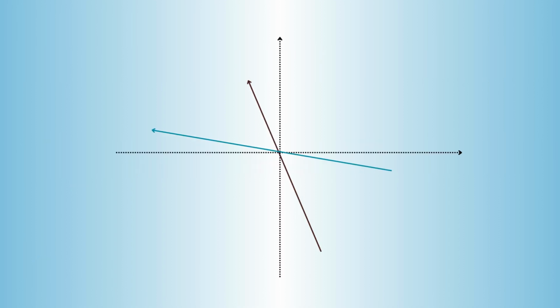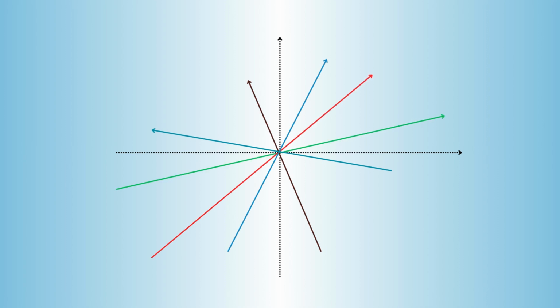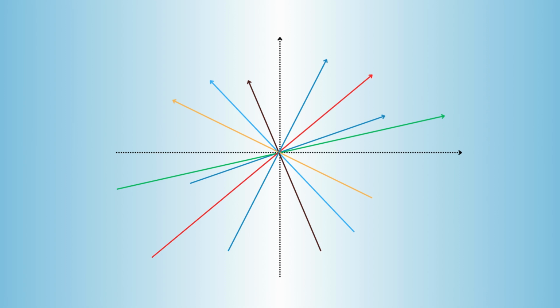Imagine you have a dataset with hundreds of features, each represented by a vector. Together, these vectors can describe a vast world of possibilities. But is this the most efficient way to do it? Do we really need all of these vectors to define our world?